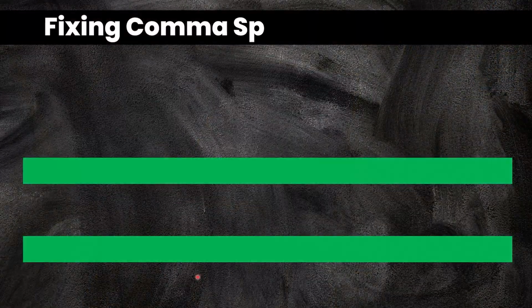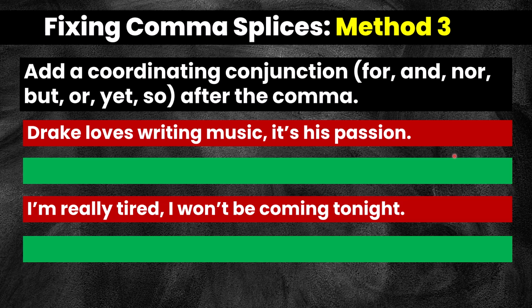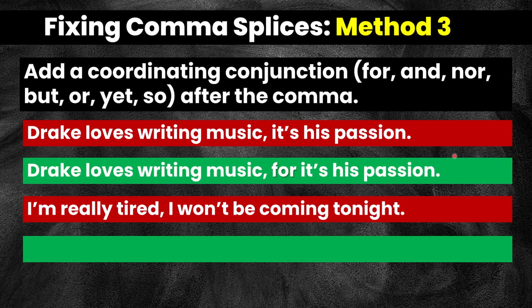So now let's talk about method 3. With method 3, you can add a coordinating conjunction after the comma. The coordinating conjunctions you can remember with FANBOYS: for, and, nor, but, or, yet, so. So in the first example, Drake loves writing music, for it's his passion. In this context, "for" is used as a coordinating conjunction like "because." Drake loves writing music because it's his passion. However, "for" is a coordinating conjunction, and you have to use a comma before it when joining two independent clauses.